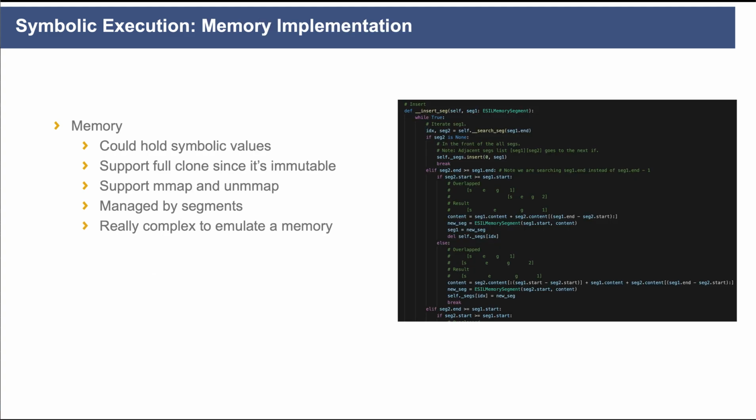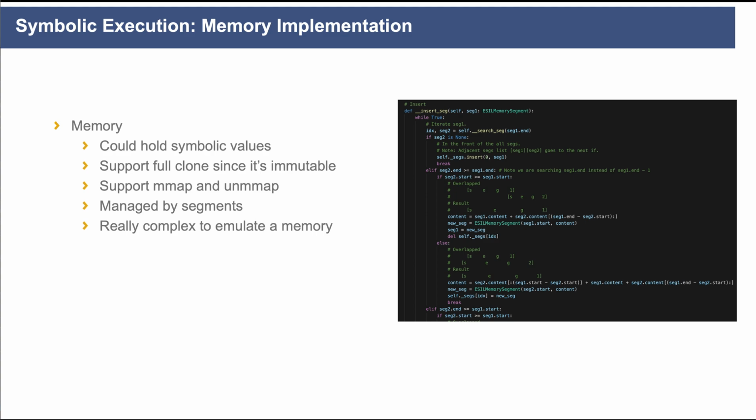First off, the memory. So why would I like to re-implement the memory? Since we would like the memory to hold symbolic values, and it should support full clone, since a memory object or the memory of a state should be immutable, and it should support a memory map. So the memory itself is managed by segments.